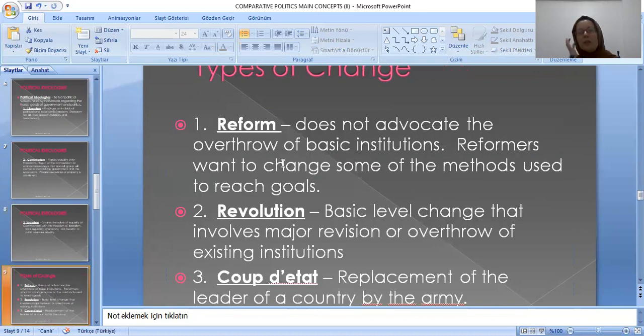Types of change. While studying comparative politics, we know that there are three main types of change. The first one is known as reform. It doesn't advocate the overthrow of basic institutions. Reformists want to change some of the methods used to reach goals. Revolution means basic level change that involves major revision or overthrow of existing institutions. Coup d'etat is the replacement of the leader of a country by the army.